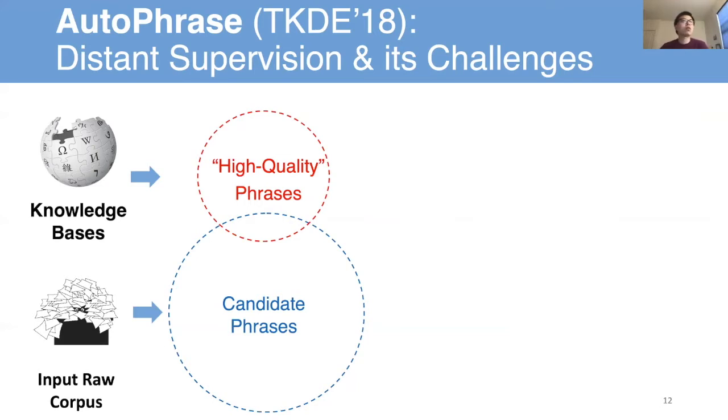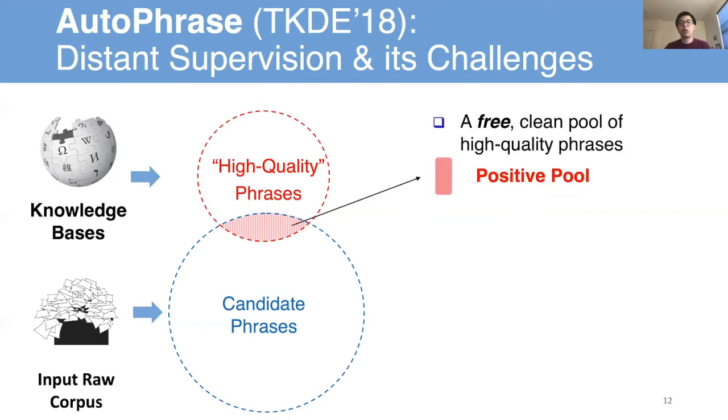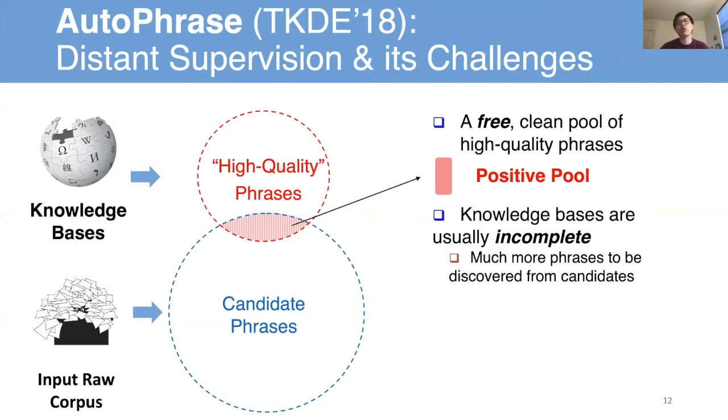And from the input raw corpus, we can also generate the candidate phrases by using frequent n-gram mining. By taking an intersection of these two sets, we now have a free, clean pool of high-quality phrases. You may have a question like whether the knowledge base can actually cover most of these high-quality phrases. The answer is no. The knowledge bases are usually incomplete. There are way more phrases to be discovered from this candidate pool.